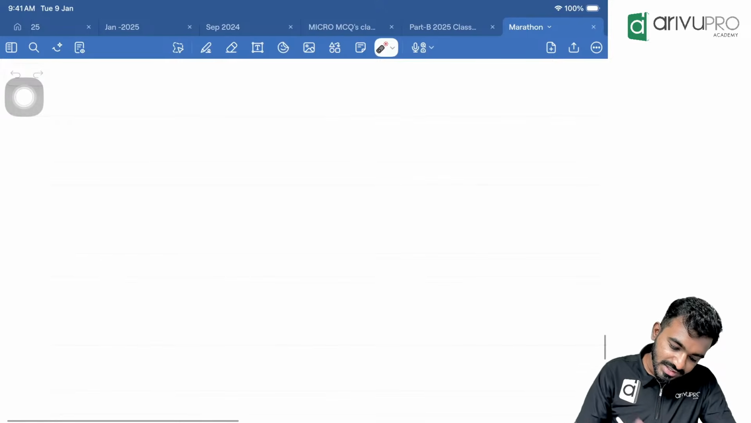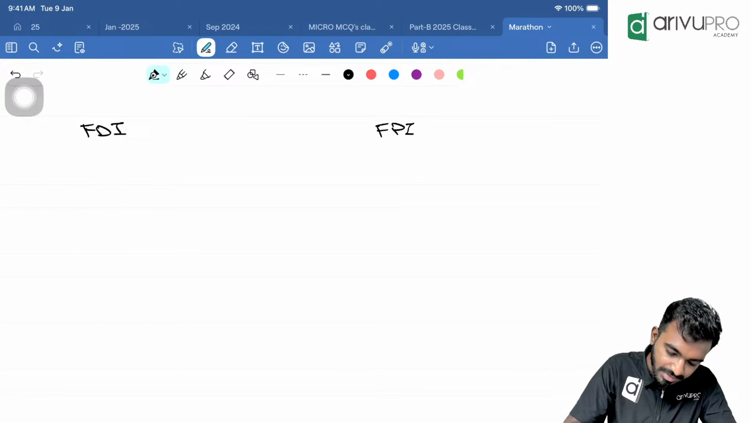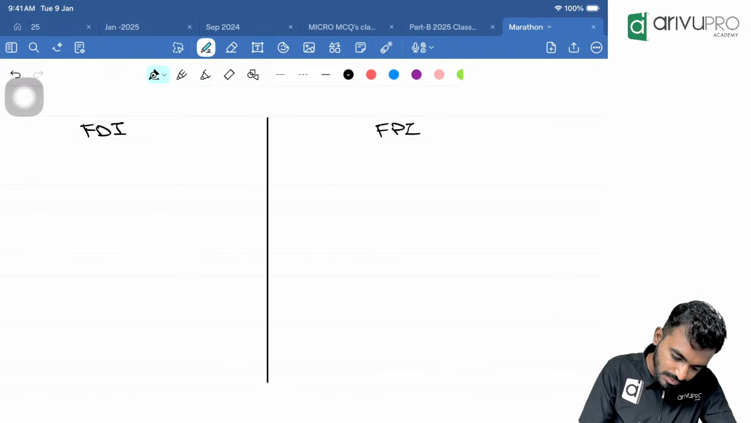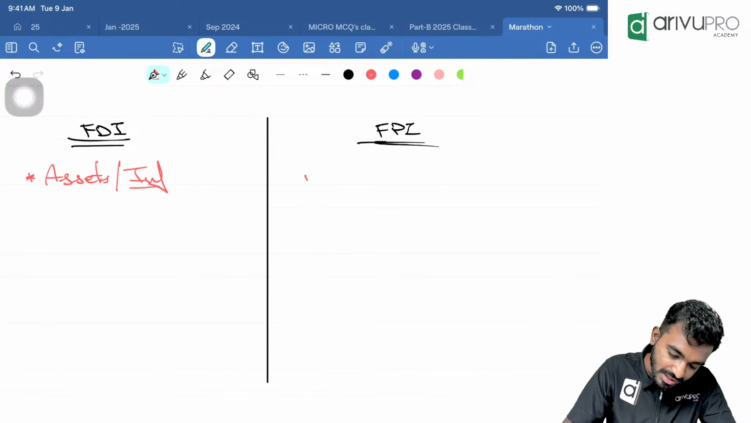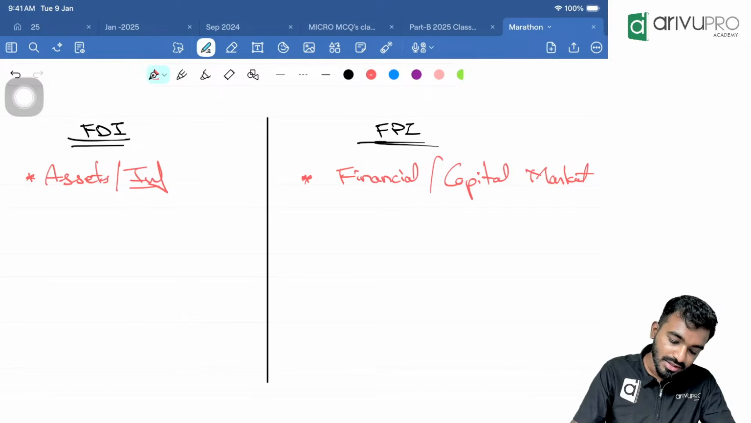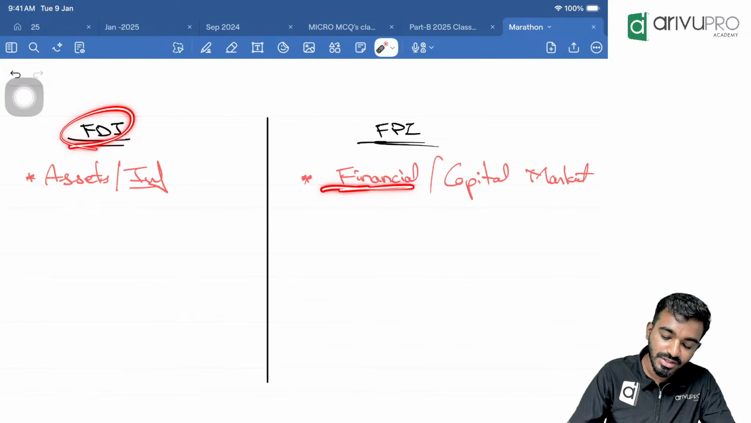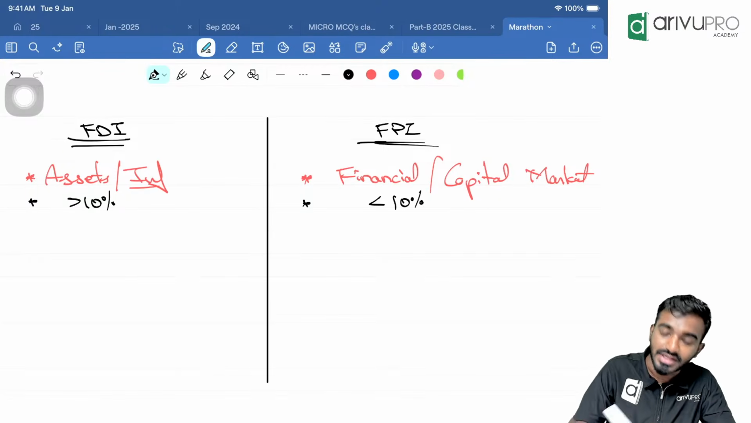First understand the difference between FDI and FPI. In FDI, it is always investment in assets or infrastructure. But FPI is investment in the financial market, or we call it the capital market. This is the major difference. Investment in assets or infrastructure of the nation is FDI. Investment in finance or capital market is called FPI. FDI is always greater than 10% investment. FPI is always less than 10% investment.